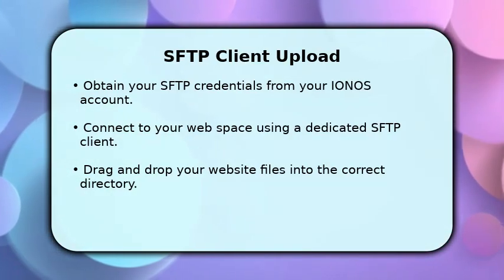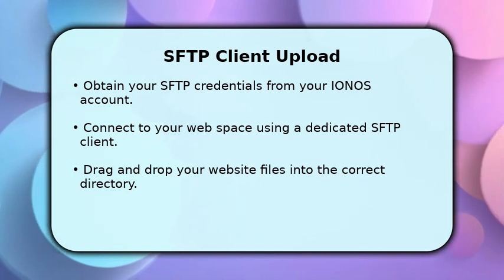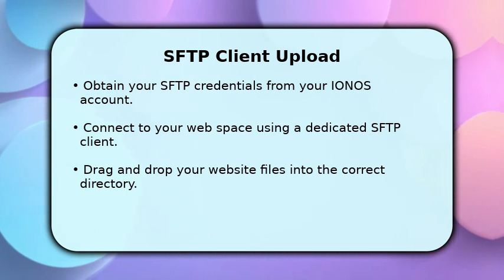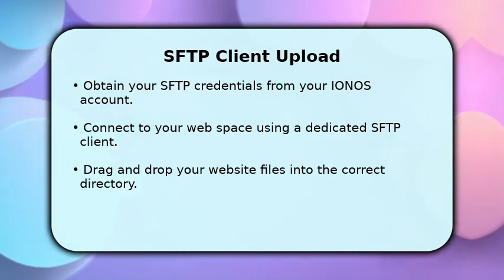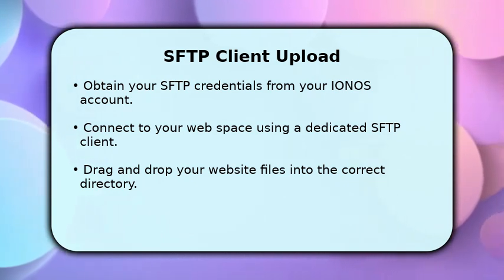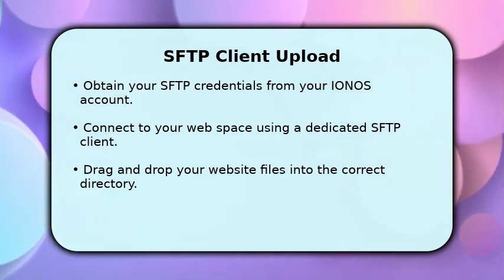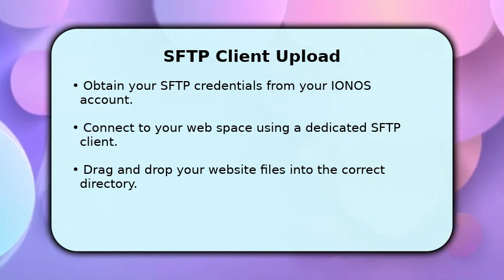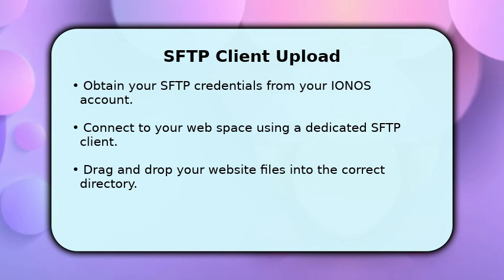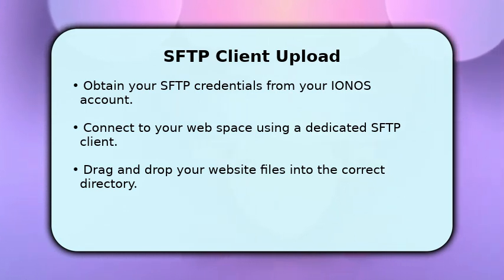To begin with SFTP, you'll first need your SFTP credentials, which are readily available in your IONOS account dashboard. Once you have these, open your preferred SFTP client, like FileZilla or WinSCP, and enter your host, username, and password. After connecting, navigate to your main website directory, often named htdocs or public HTML, and simply drag and drop all your website files from your computer into this folder. This method is ideal for large projects.